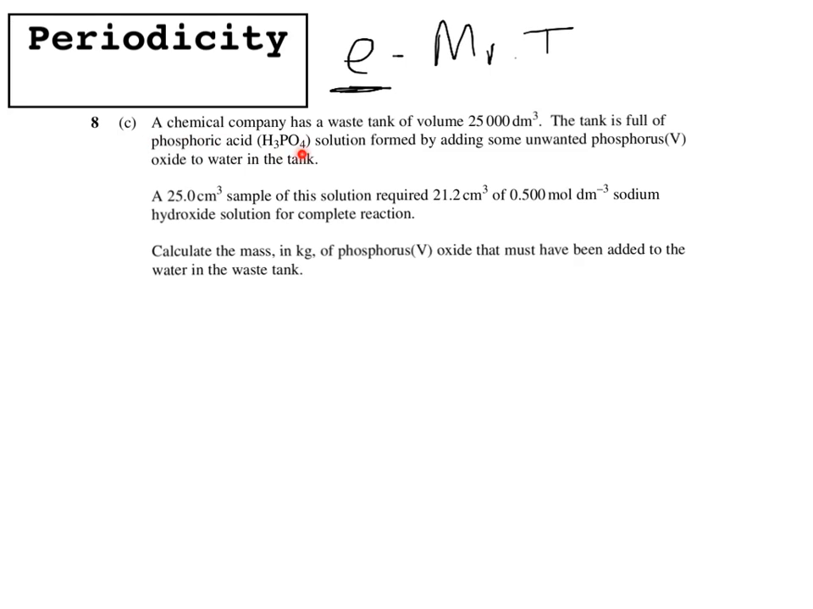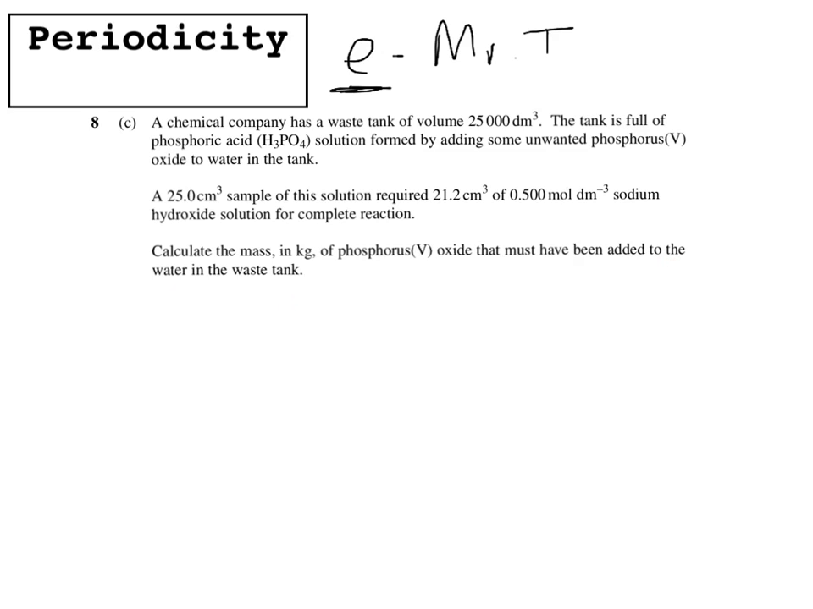It says a chemical company has a waste tank of volume 25,000 decimeters cubed. The tank is full of phosphoric acid, formed by adding some unwanted phosphorus oxide to water in the tank. A 25 centimeter cube sample of this solution required sodium hydroxide solution for a complete reaction. Calculate the mass of phosphorus oxide that must have been added to the water in the waste tank.